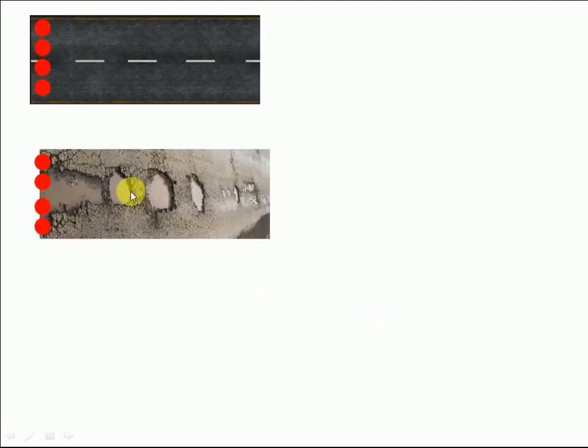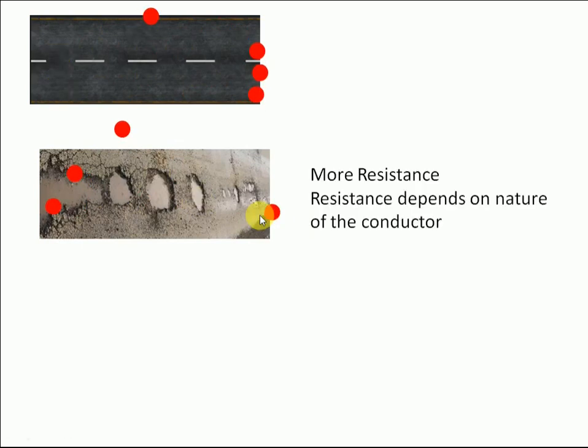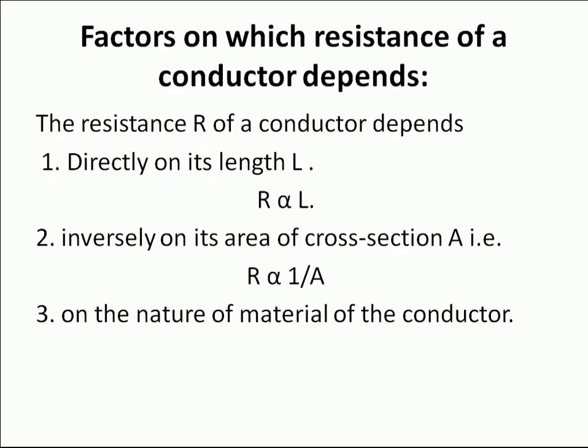In the third case, as you can see, the condition of the road is not good, so it will offer more resistance. In the first case 3 cars have crossed, and in the second case only 1 car has crossed. So I can say more resistance, because the resistance depends on the nature of the road or the nature of the conductor. Now from this activity we have come to know that resistance depends on length, resistance depends on cross section area, and the nature of the material.